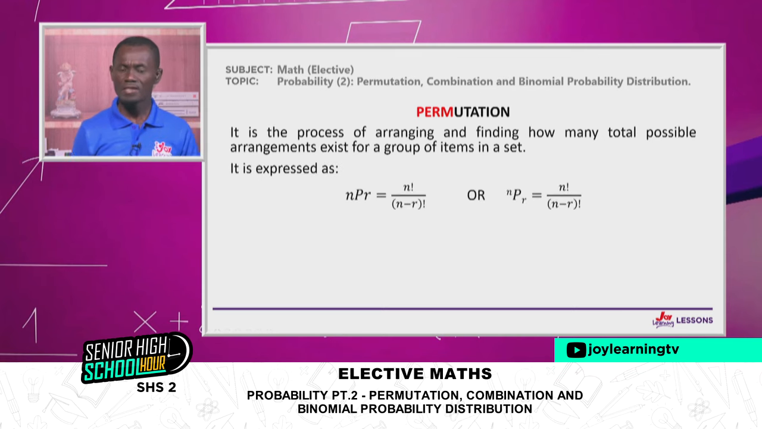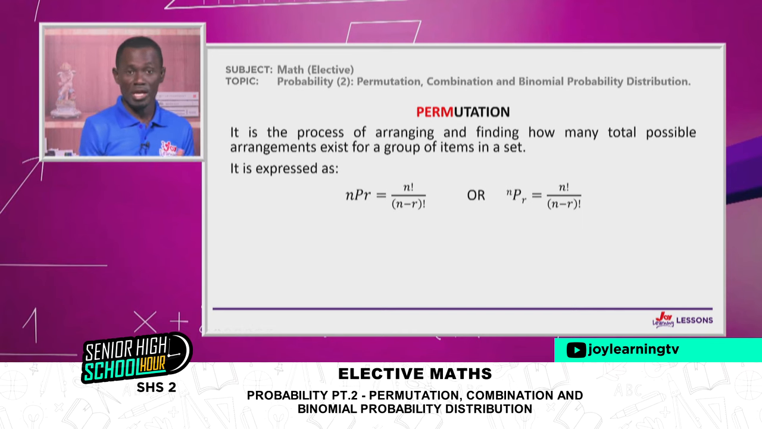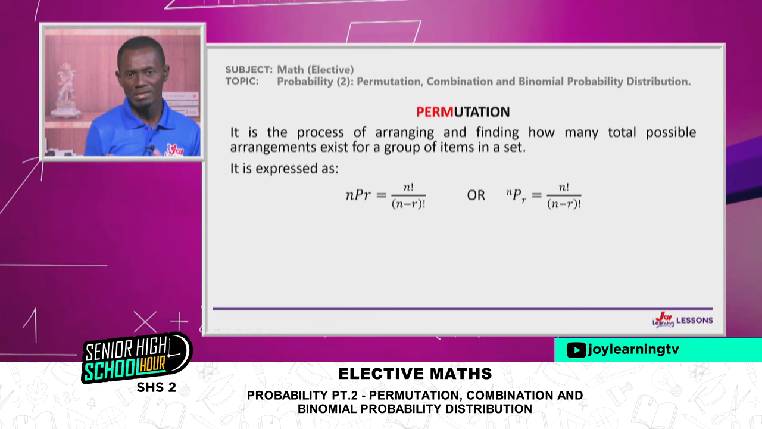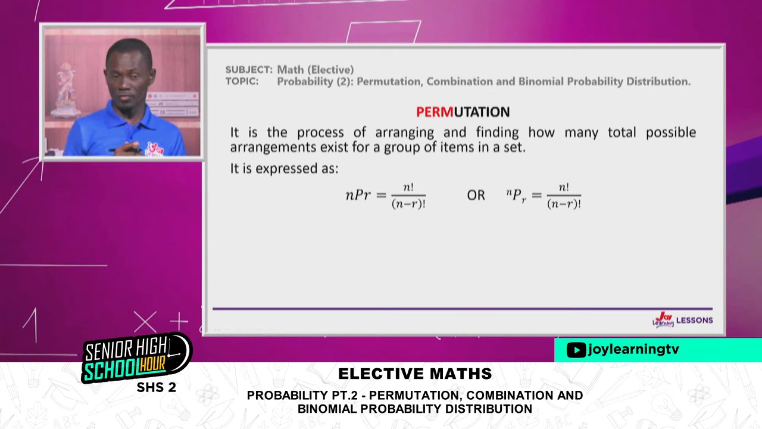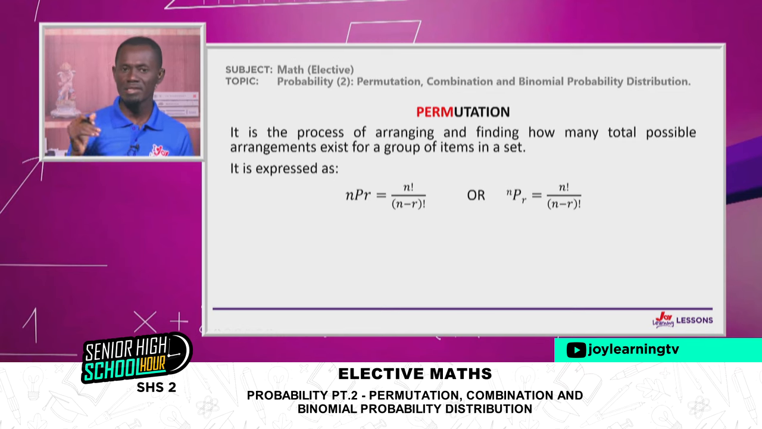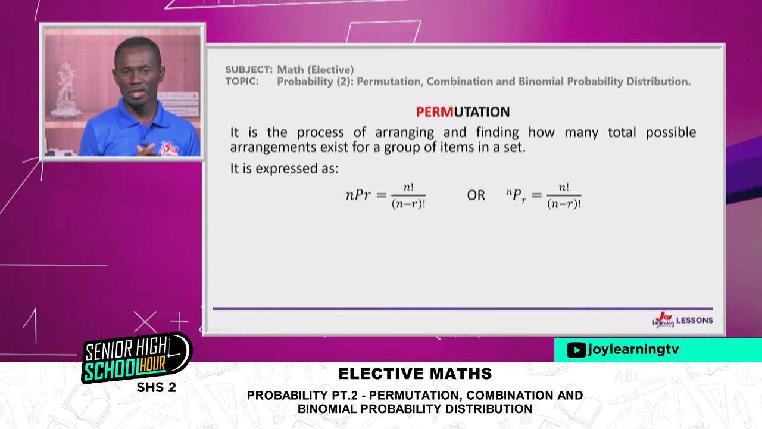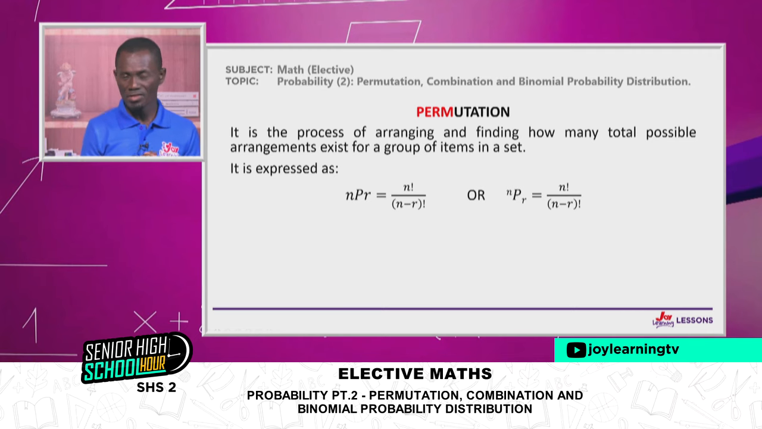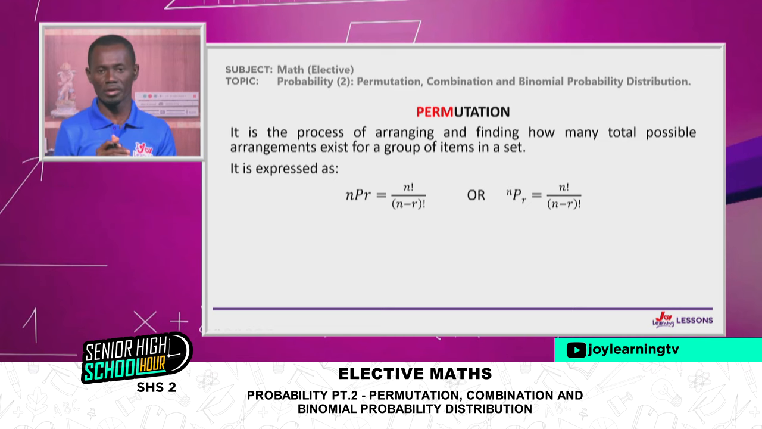The idea is expressed as N permutation R. The N and R I will define, but they're written in two different ways. Sometimes on the same line, sometimes the N and R are made superscripts and subscripts respectively. But it is denoted by N factorial, we are back to our factorial, divided by N minus R factorial. So take a quick note of that formula, that N permutation R, and that's how it is read: N permutation R is given as N factorial divided by N minus R all factorial.